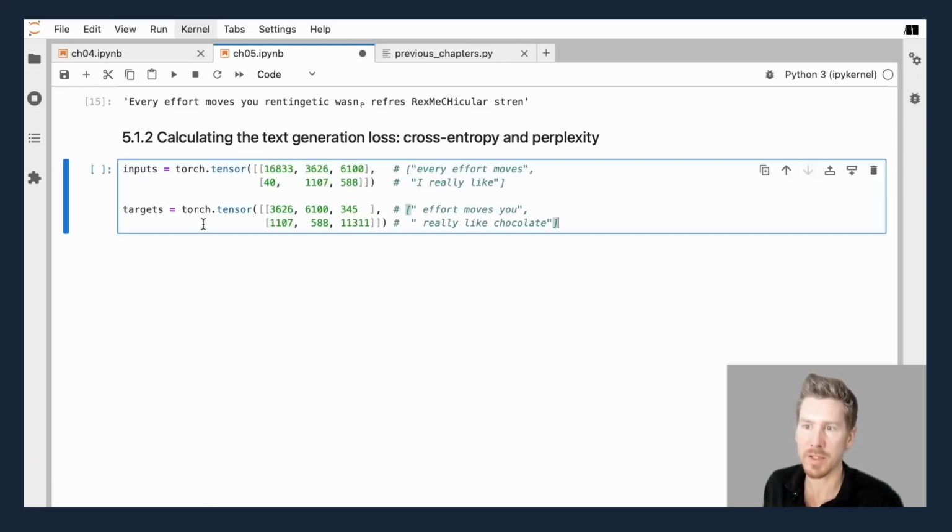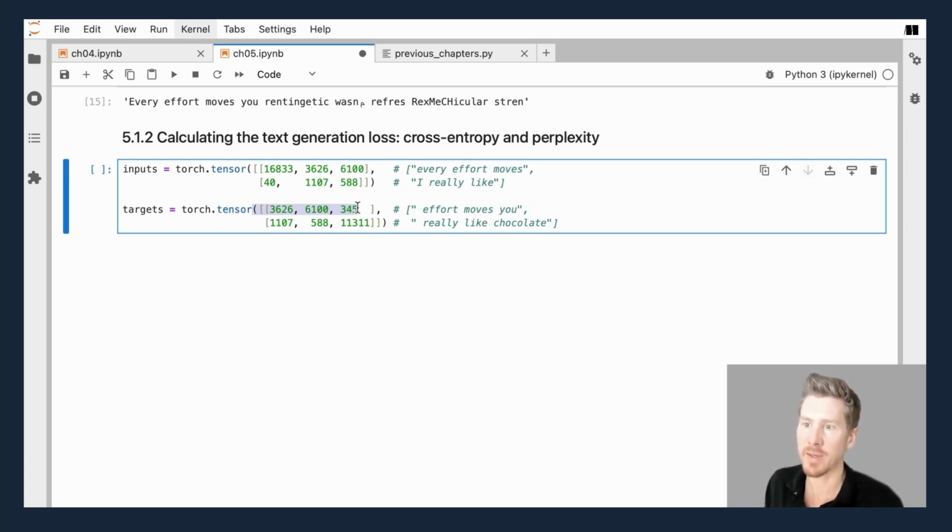Here we have inputs and targets. If we have token IDs corresponding to some input text, for example, "every effort moves", and we convert this into tokens using the tokenizer, we get these tokens here. The corresponding targets are shifted by 1 position. So this would be "effort moves", and then the next token we want to generate. We have this shifting by 1 position, similar to what we did in chapter 2.